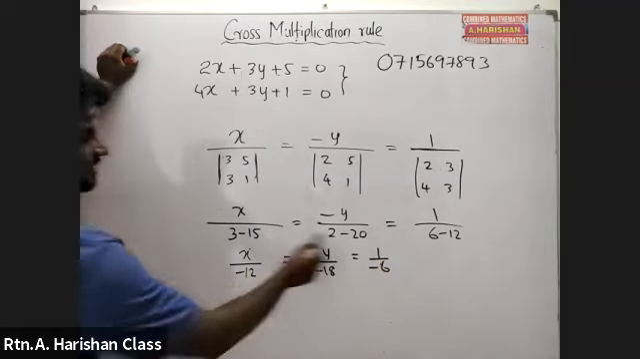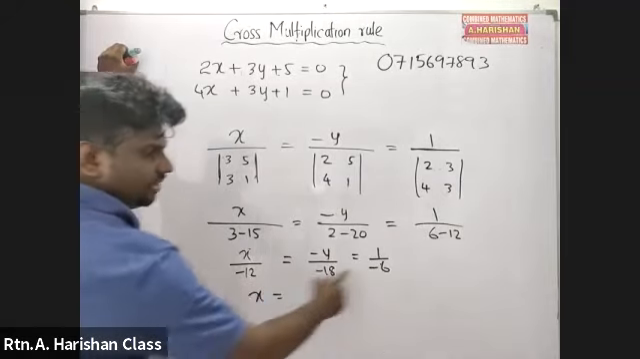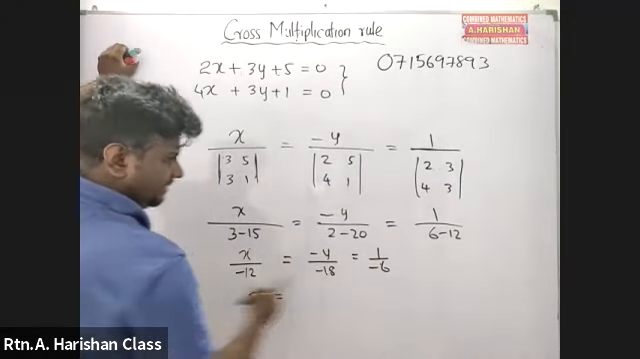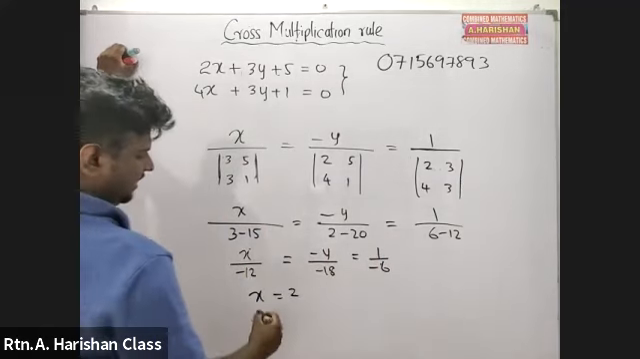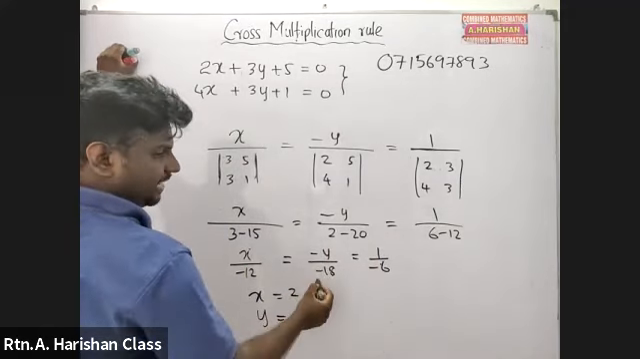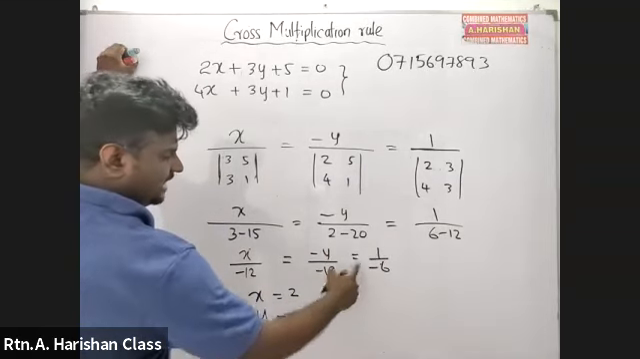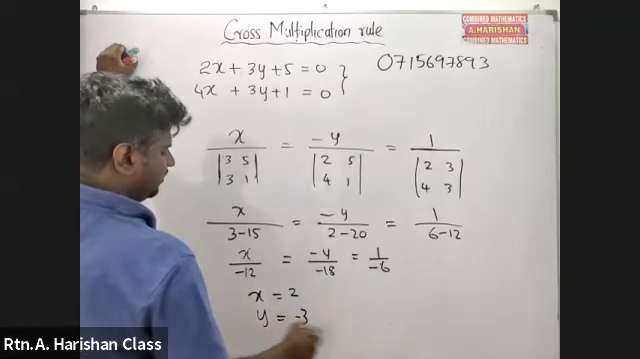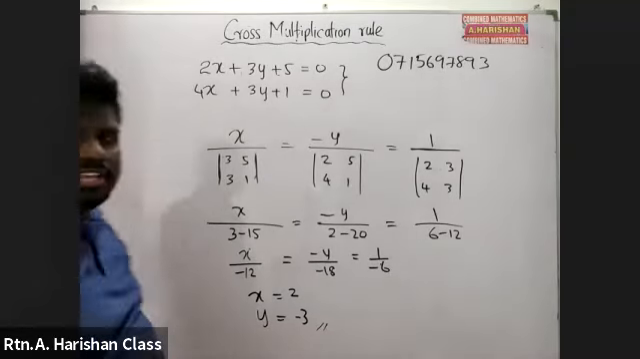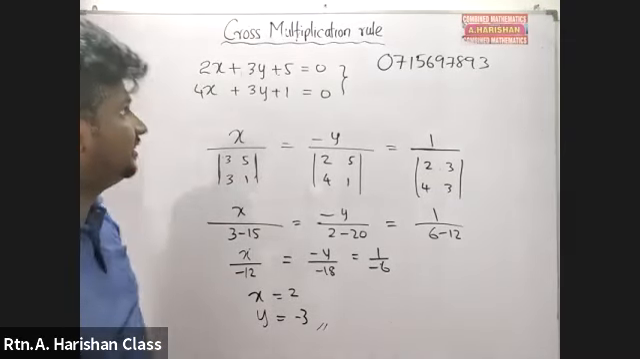So if you take this and this, x over minus 12 equals 1 over minus 6. That means x will be 2 if you cross multiply. Then y will be this, minus minus cancel. Still you have minus because of this, 18 over 6, that is minus 3. Of course, you are correct. Then I go for the second question.